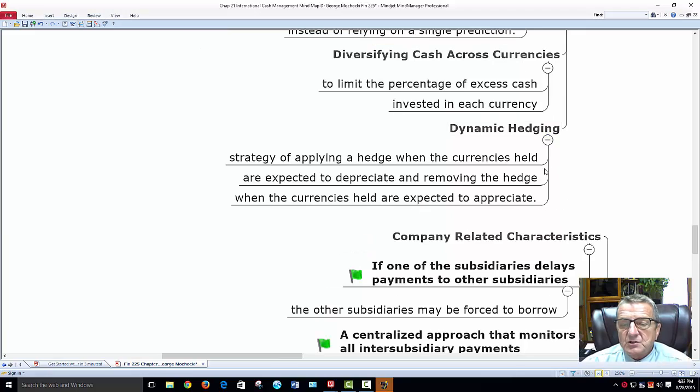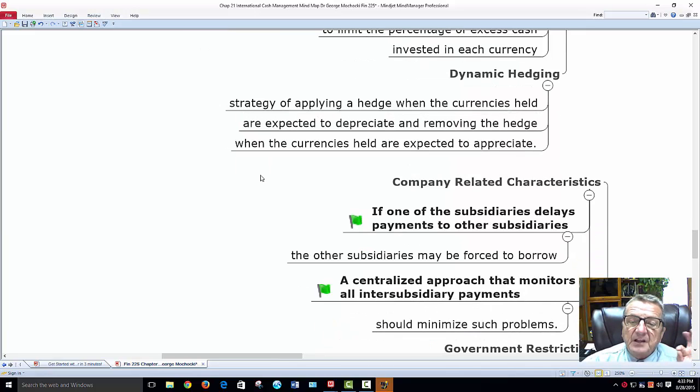Okay, dynamic hedging. This strategy applies a hedge when currencies held are expected to depreciate, and removes the hedge when currencies held are expected to appreciate. One goes down, one goes up. When do I hedge and when do I remove it?